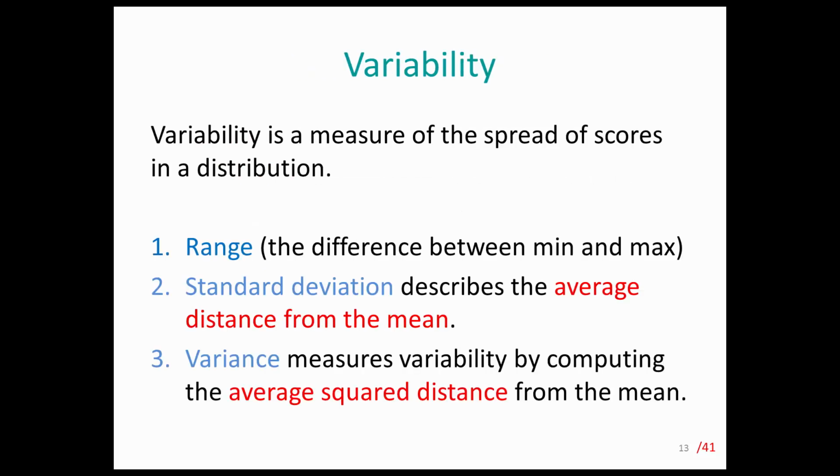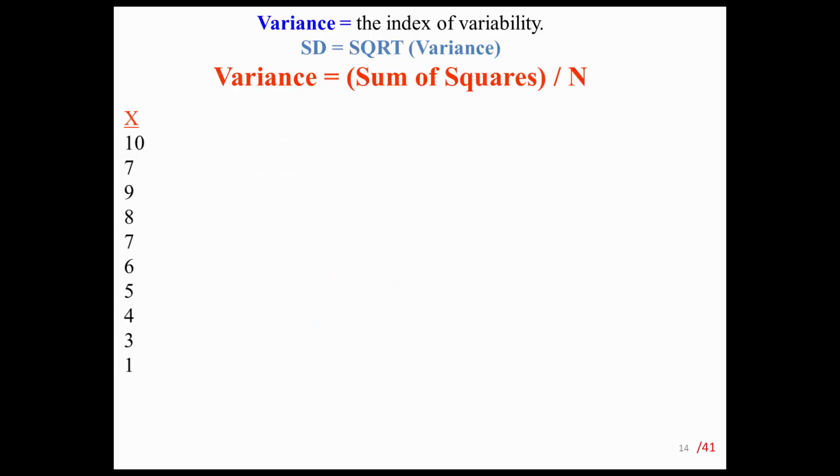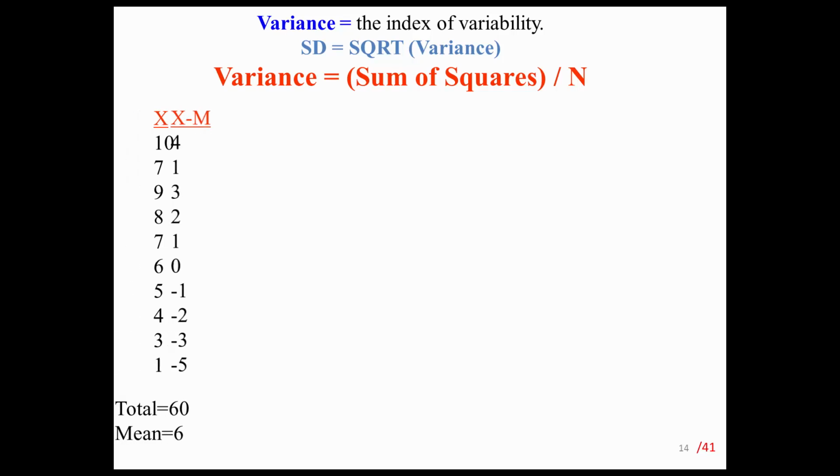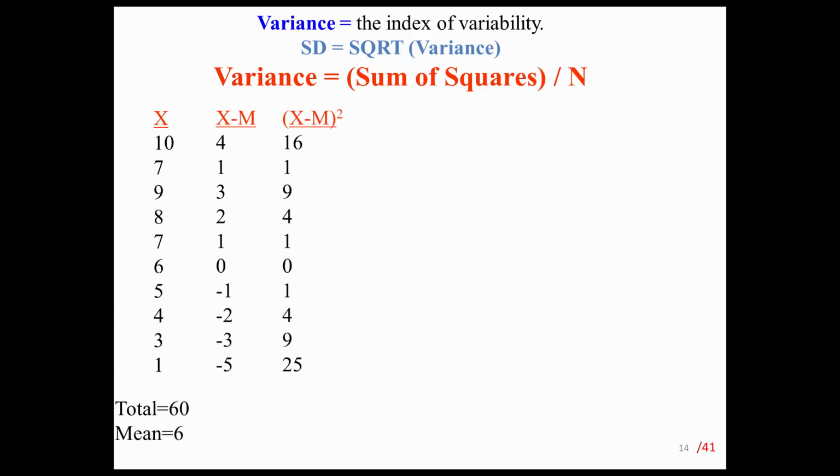And finally, another way to describe the distribution of scores in a sample is variability, that could be shown in terms of a range. That's the difference between minimum and maximum score. The standard deviation, that's the average distance from the mean, and the variance, which is the average squared distance from the mean. This slide shows how standard deviation and variance are actually calculated.